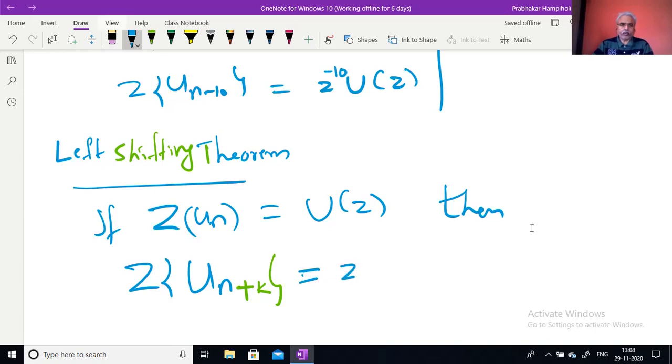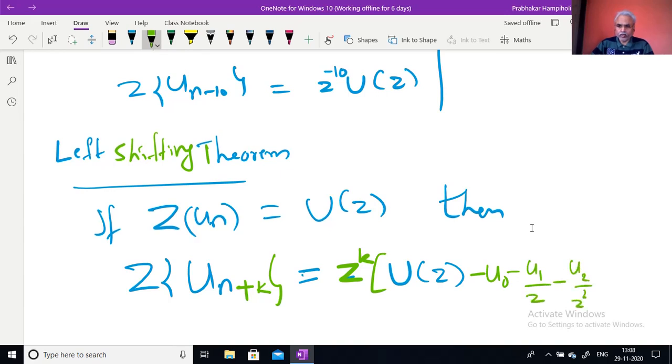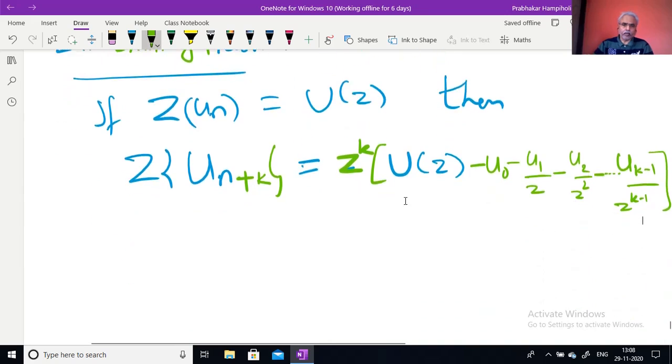This is the corresponding change, and this remains the same, but inside, you have to go on subtracting u naught, u1 by z, u2 by z square, and so on. If k minus 1 is the last, uk minus 1 upon z raised to k minus 1. Let us get used to this by writing k equal to 3, 2, 1.